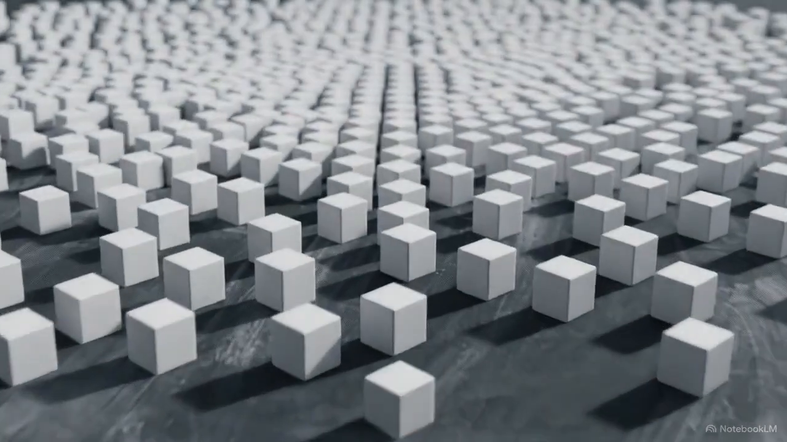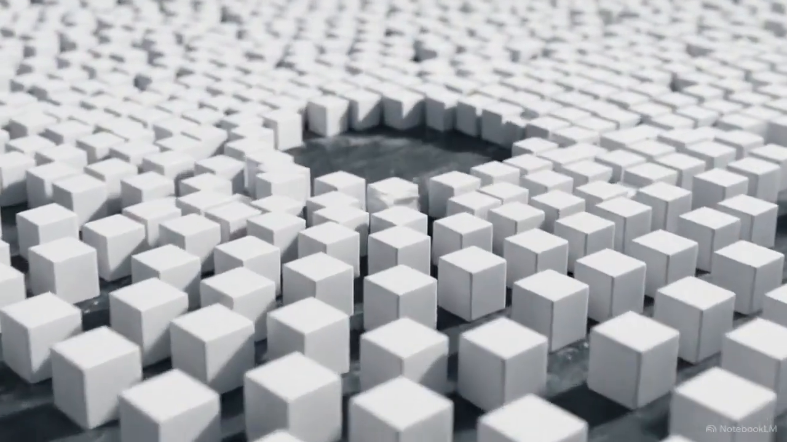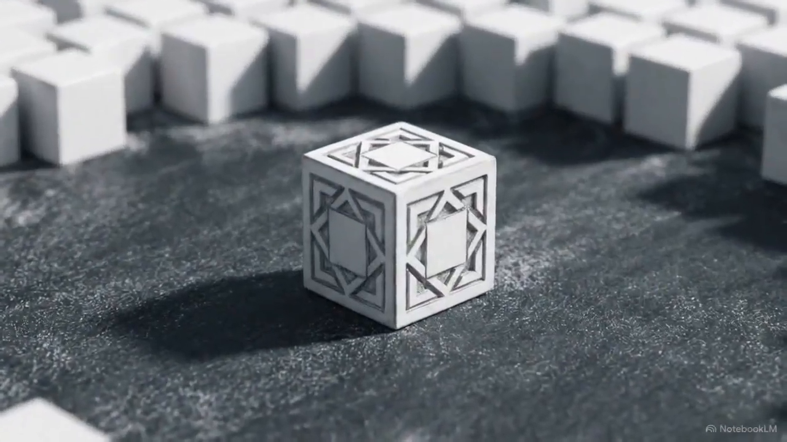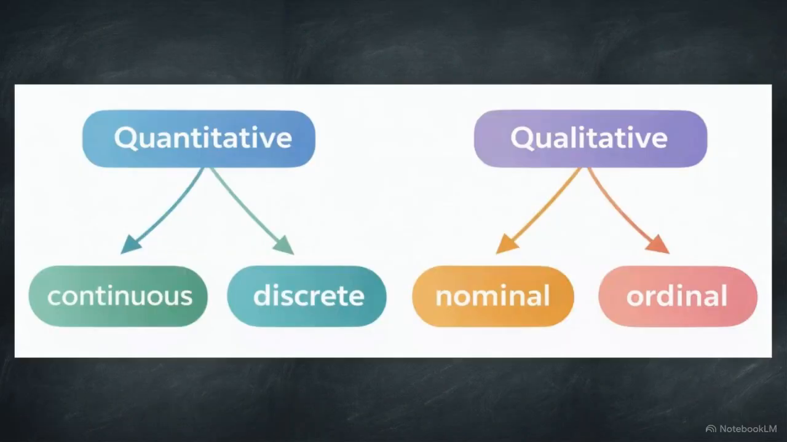We start by isolating a single variable, an observable characteristic that can be measured across individual units in a sample. This diagram shows the primary split in data classification. Variables must be sorted into quantitative numerical data or qualitative categorical data. The quantitative side breaks down into continuous measurements or discrete whole number counts. The qualitative side divides into nominal categories or ordinal rankings.